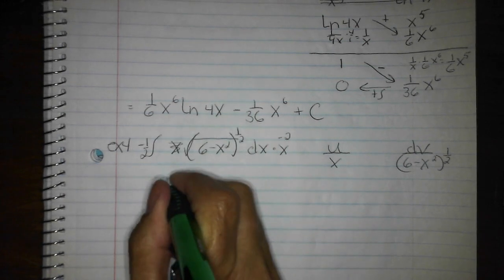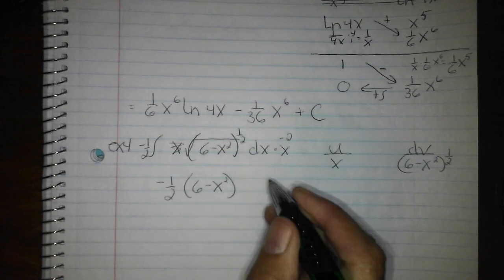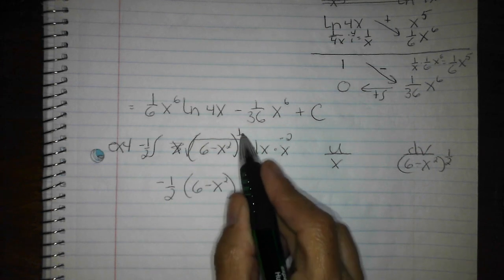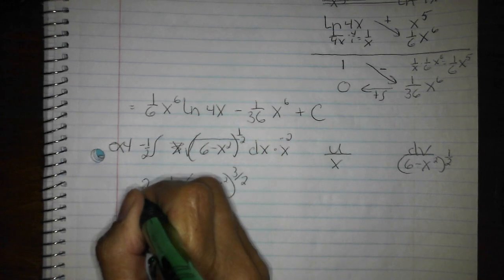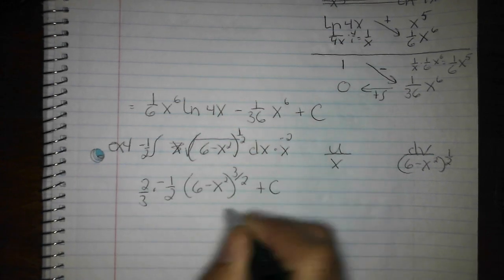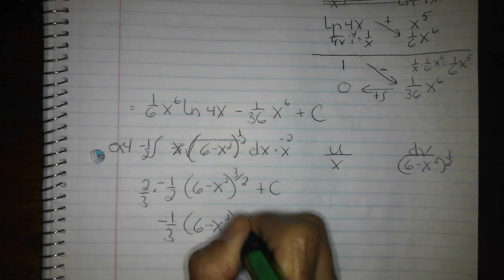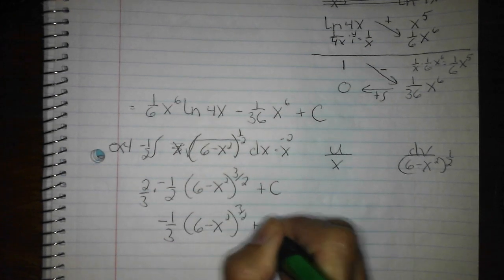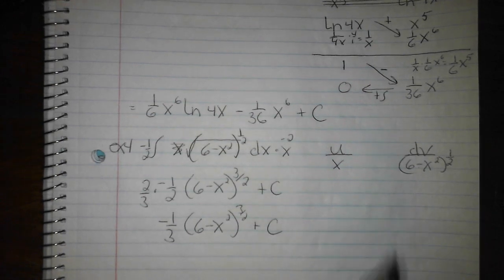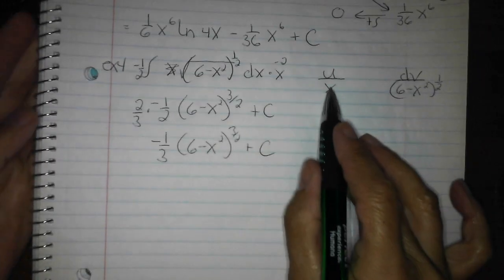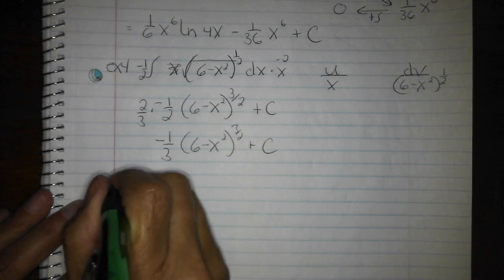So I keep the negative 1/2, 6 minus x squared. Adding 1 of 3/2 times 2/3 plus c. So I'm going to have a negative 1/3, 6 minus x squared to the 3/2 plus c. So don't always think that it's integration by parts. Again, if right away you're reassociating and you're left with 1, you could have done it without the integration by parts. Last one.